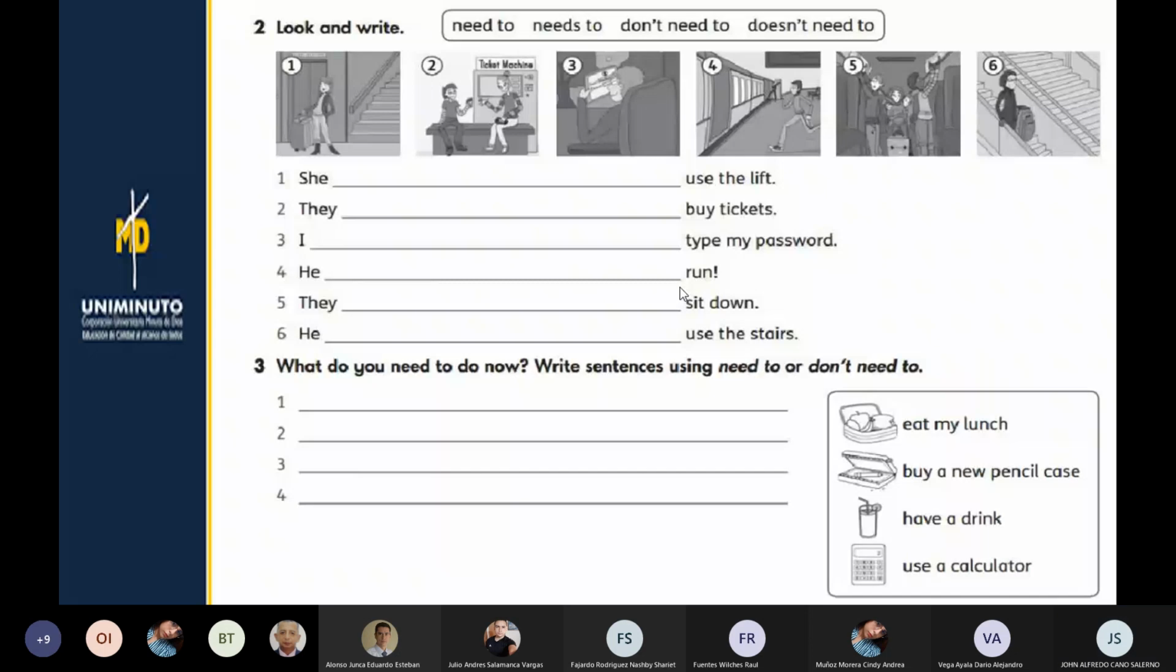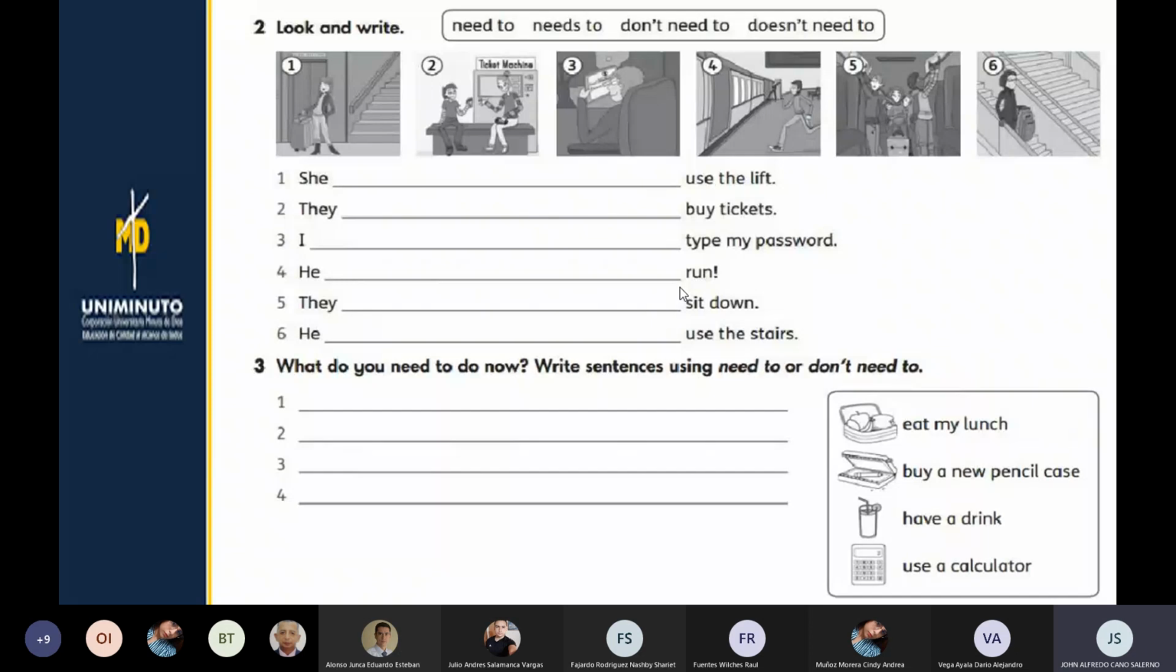Number 3, what do you need to do now? Write sentences using need or don't need to. I'm going to explain this part in Spanish. Vamos a mirar las imágenes. No necesariamente tienen que ver las imágenes, ¿ok? Y a escribir las frases, ¿cierto? Simplemente necesito que conjuguen bien need to, needs to, don't need to, or doesn't need to.